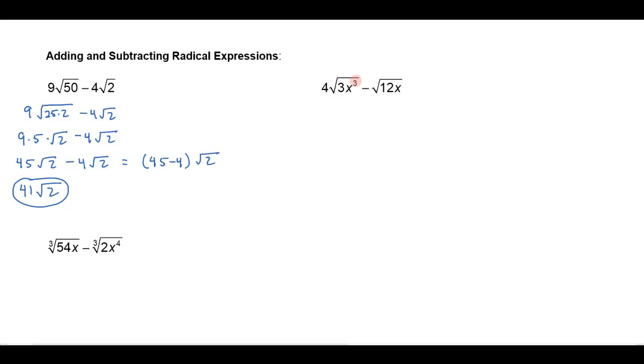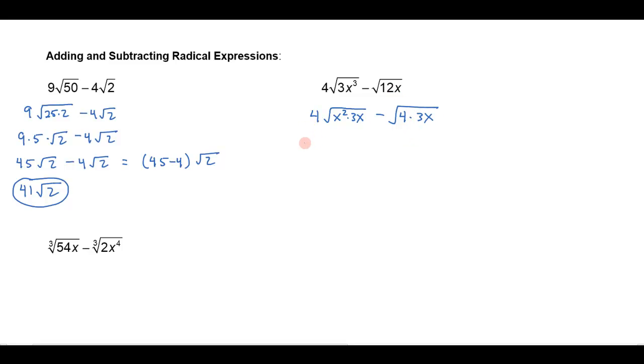If I have 4 times the square root of 3x cubed minus the square root of 12x, I can't combine those at all right now because they're not like terms. But if I simplify the radical, I could think of 3x cubed as being x squared times 3x, because x squared is a perfect square and a factor of x cubed. Same thing over here. Let's think of 12 as 4 times the 3x that's left over.